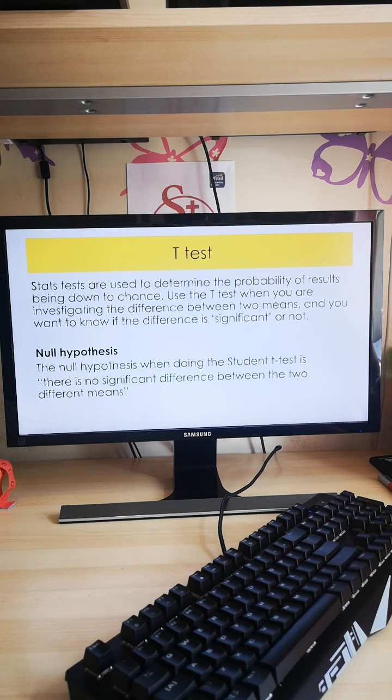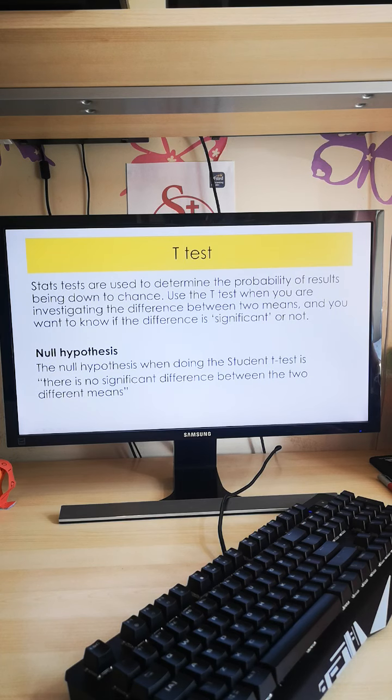Okay, so we're going to have a look at the t-test today. As I said, stats tests are used to determine the probability of results being down to chance. So we use a t-test when you're investigating the difference between two means, and you want to know if the difference is significant or not. So you always start by writing a null hypothesis, and the null hypothesis always states that there is no significant difference between the two means.